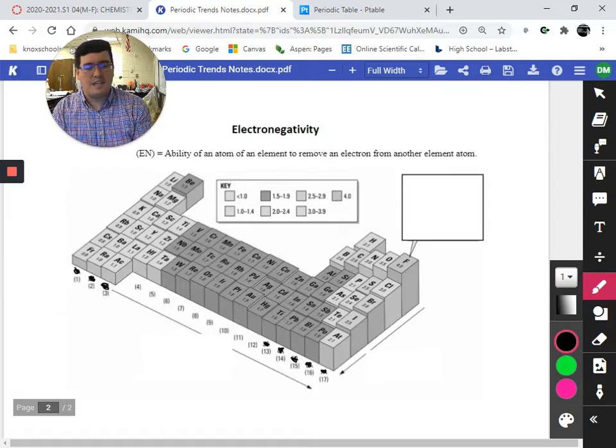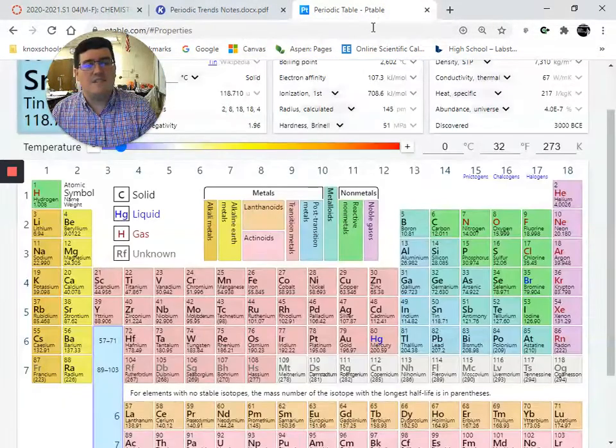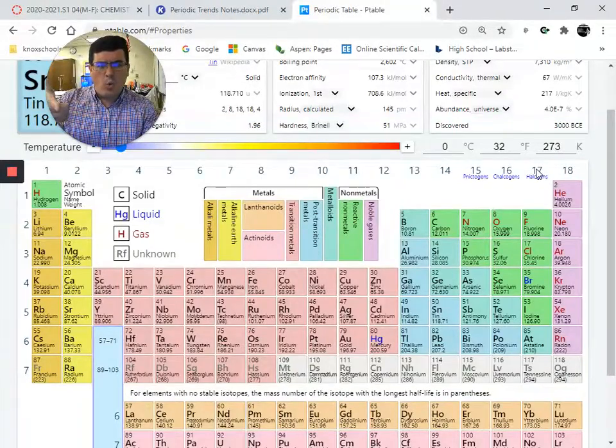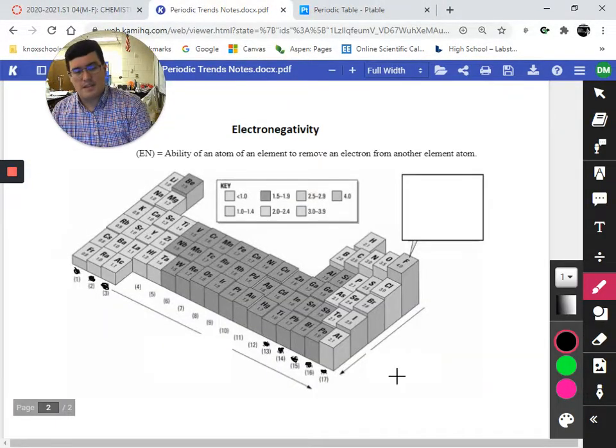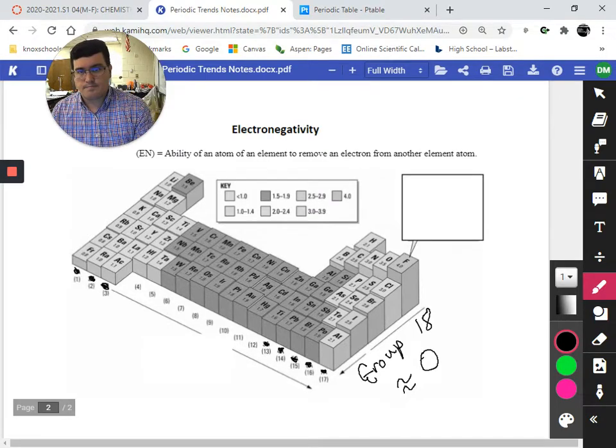1, 2, 3, 4, 5, 6, 7, 8, 9, 10, 16, 17. Wait a minute, hold on, there's not 18. The first thing I always notice about this table is group 18 is missing. And the reason for that is, in electronegativity, the group 18 elements are all really close to 0. Very, very close to 0. So group 18 is left off of this chart because they're all very, very close to 0.